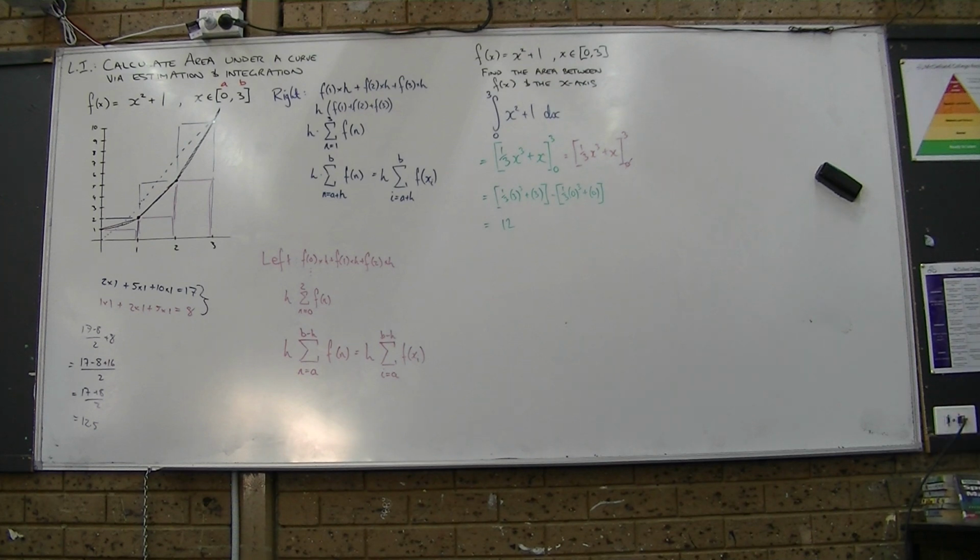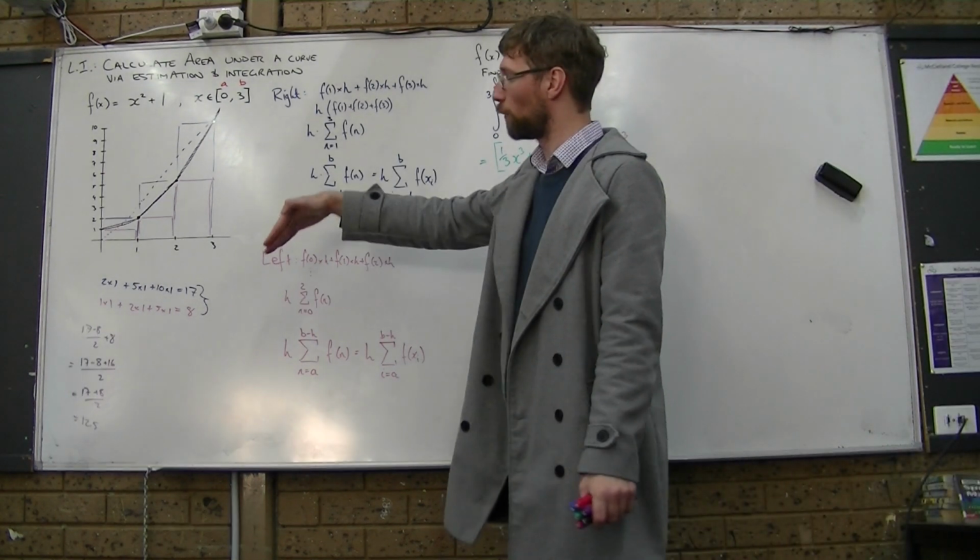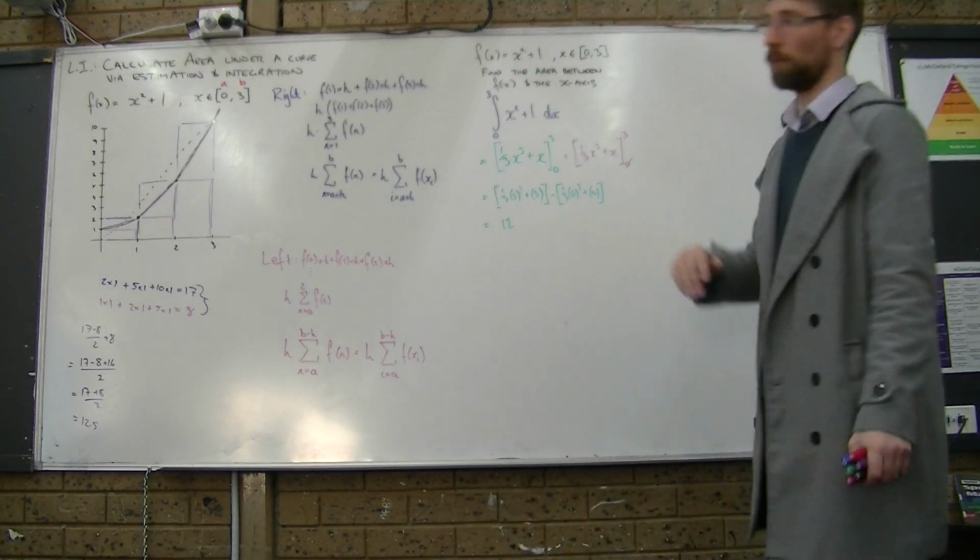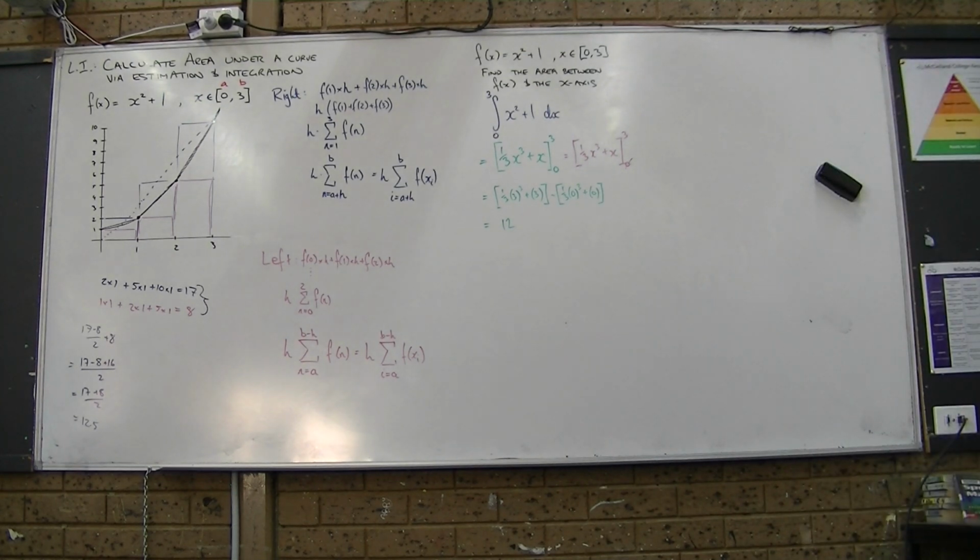Correct? Yes. Why? Because the other one was an overall, so then 12.5. Right. We originally estimated 12.5 and we knew that was slightly over. We ended up with a lovely 12, so we're pretty happy about that.